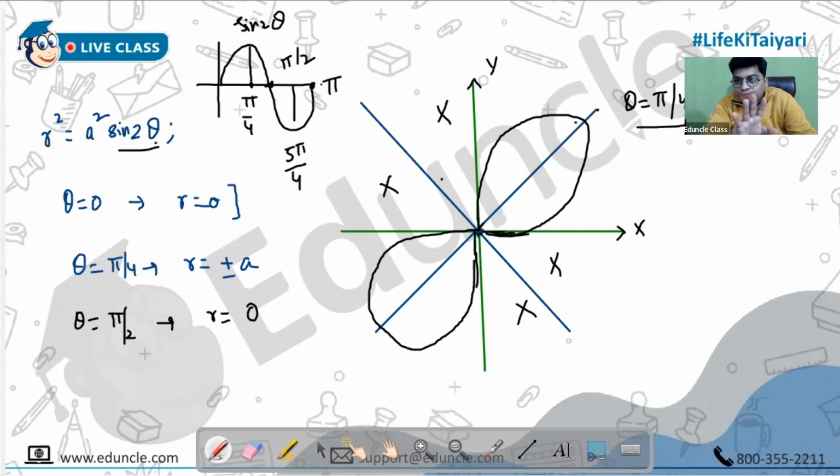Yes or no? Am I clear? Have a look once. See, we are going in slow motion, very calmly, right? We are just understanding what kind of graph we are discussing.